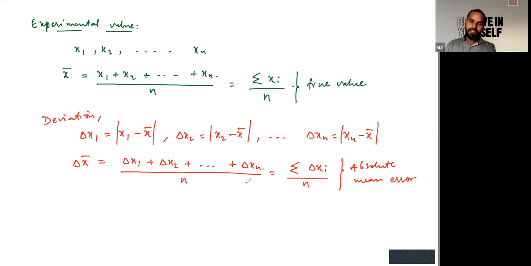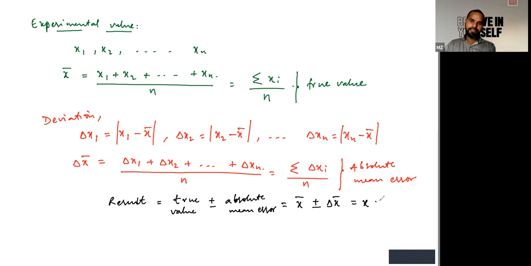Okay. So we have just calculated the true value and the absolute mean error. Using this, you may write your answer in the result as true value plus minus absolute mean error. So it would be x bar plus minus delta x bar, or you may remove the bar, so you will get x plus minus delta x as your final answer. Now from these two values, absolute mean error and true value, I have to define two more terms. First is called fractional or relative error.